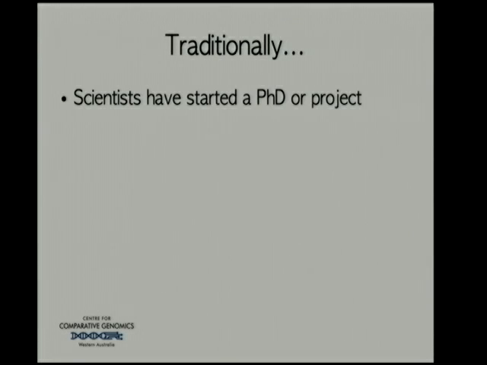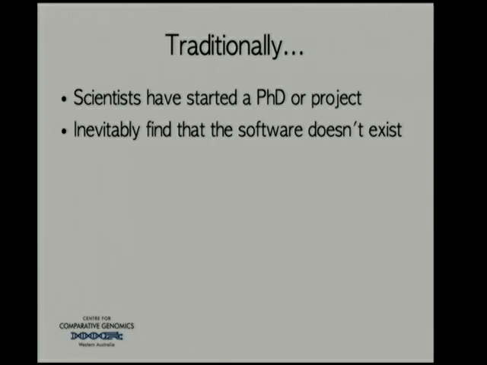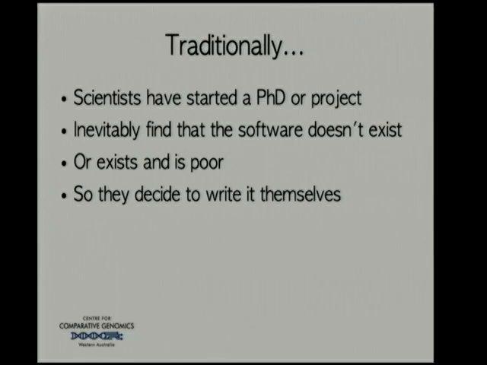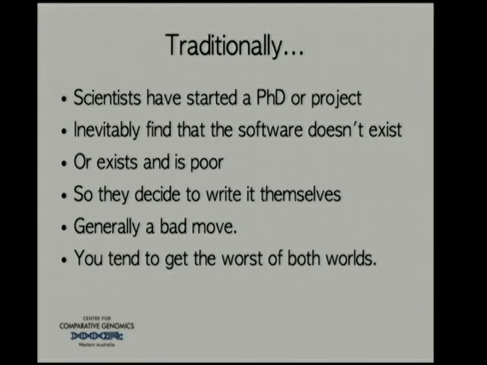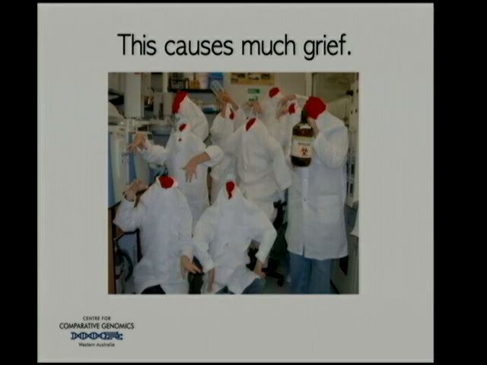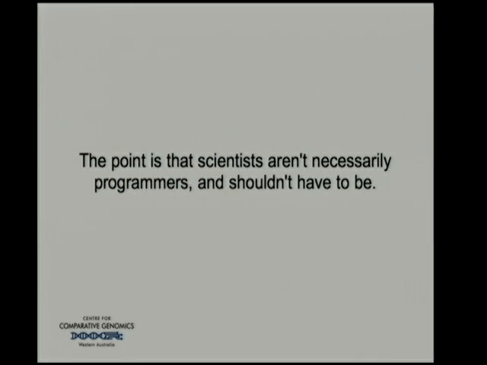So traditionally, this is the problem, right? And it was kind of talked about earlier by Mary, that scientists will start a project, a PhD project, and they inevitably find the software that they want to use, that they assumed existed, doesn't exist, or it does exist and it's crap, so they decide to write it themselves. This is a bad move, right? They did their work in chemistry, and we did our work in programming. So you get the worst of both worlds. Their science suffers, and they write terrible software. It causes a lot of grief. The point is that scientists aren't necessarily programmers, and they shouldn't have to be.